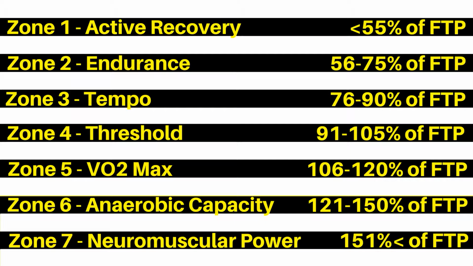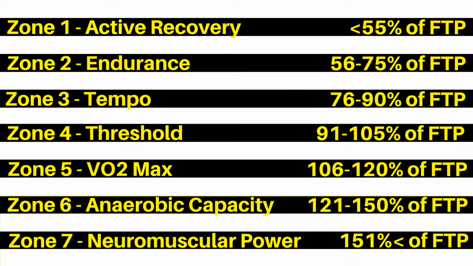Zone 2, or endurance, is between 56 and 75% of your FTP. The perceived rate of exertion of this effort should be between 2 and 3 out of 10. The aim of training in this zone is building muscular endurance. A zone 2 session can vary from 60 to 300 minutes, which is also 5 hours. This is the zone that athletes will spend most of their time in, no matter what training plan they follow.